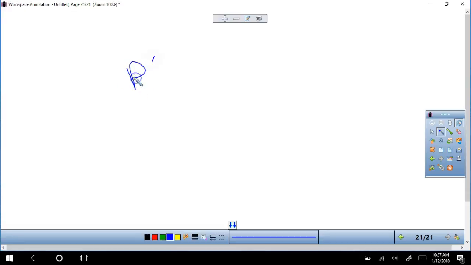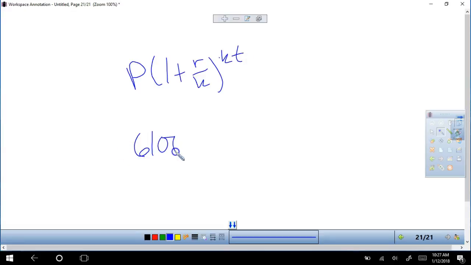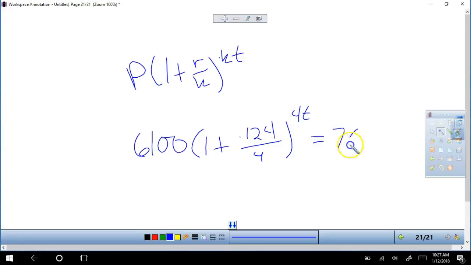So I'm going to use the formula P times 1 plus r over k to the kt. Since it's compounded quarterly, my k is going to be 4. My principal is 6,100. That's what I started with. 1 plus my rate is 0.124 over my quarterly compounding. And I'm solving for t. I set that equal to 7,600, when I want to have that and be able to retire. Woo!